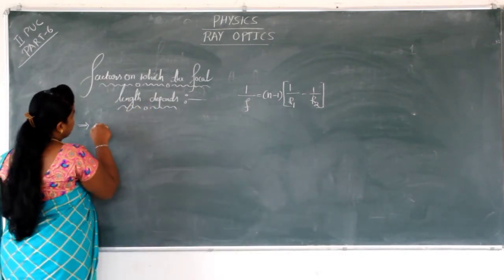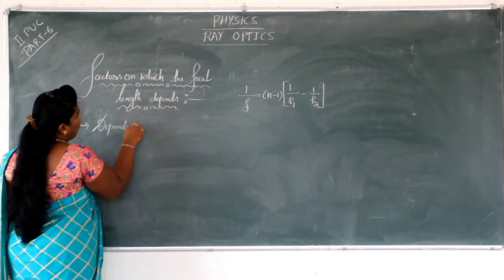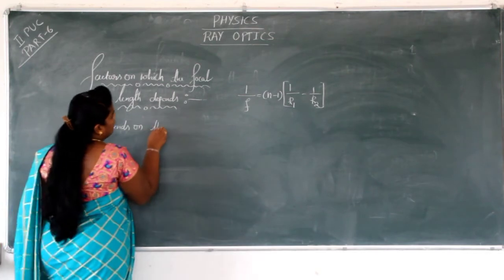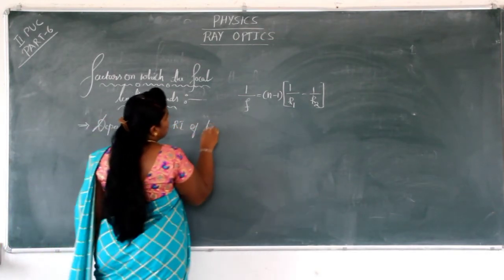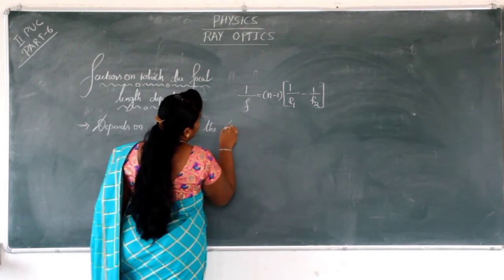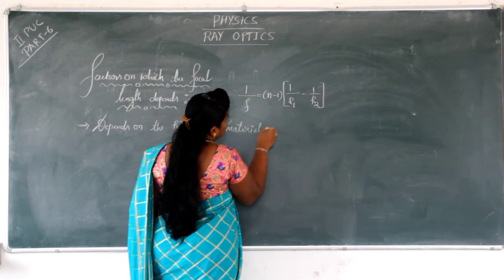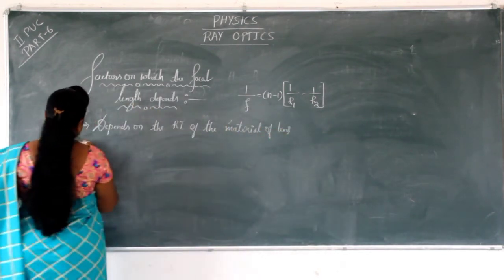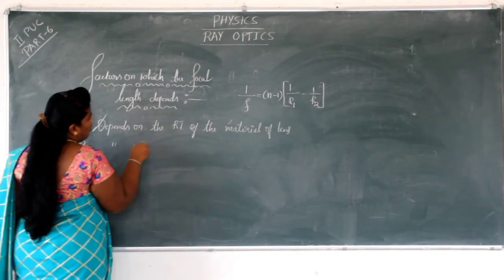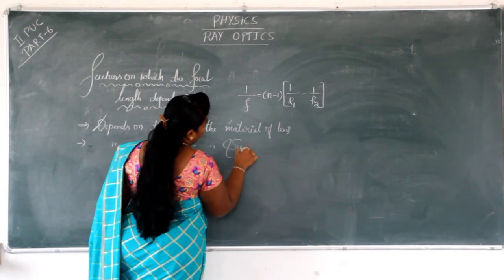So I am writing: focal length depends on the refractive index of the material of the lens, with which material it was prepared. And the next thing is that it depends on the refractive index of the surrounding medium.